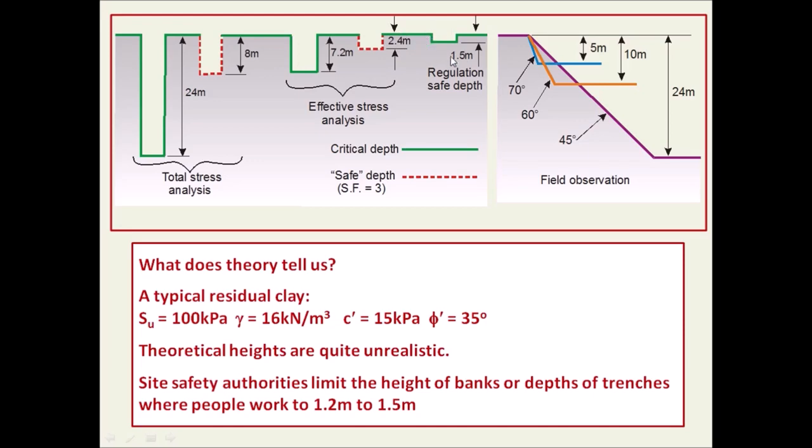Most authorities who govern the safety of workers require that workers may not work in a trench deeper than a set limit. Some use 1.2 meters, some use 1.5 meters. If they're going to go in trenches any deeper than that, they must have proper support systems in place. So as I've said here, theoretical heights are quite unrealistic. Site safety authorities limit the height of banks or depths of trenches where people work generally in the range of 1.2 to 1.5. I think 1.5, even 1.2, if it was a soft clay and you were bending down, putting the ends of a pipe together, I don't think I would be wanting to work in a trench.